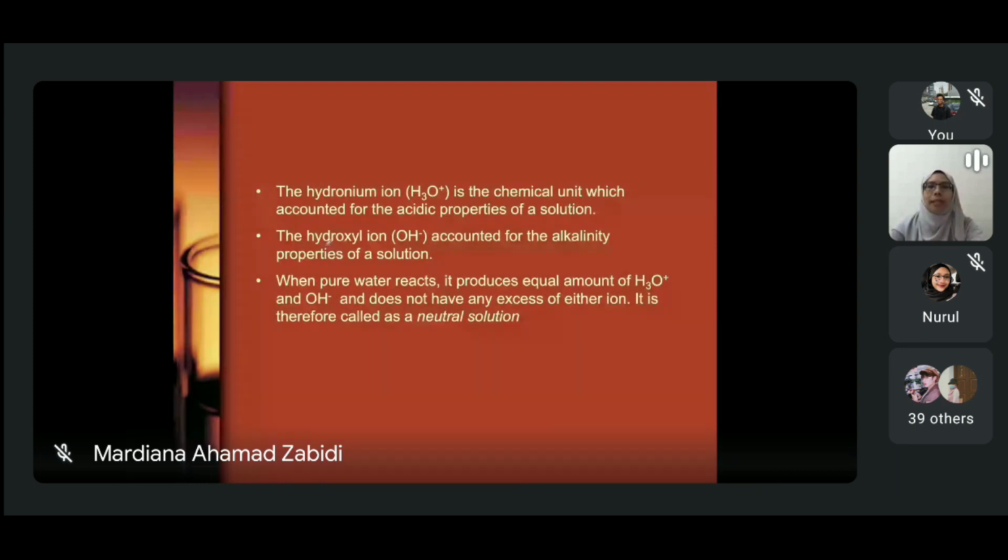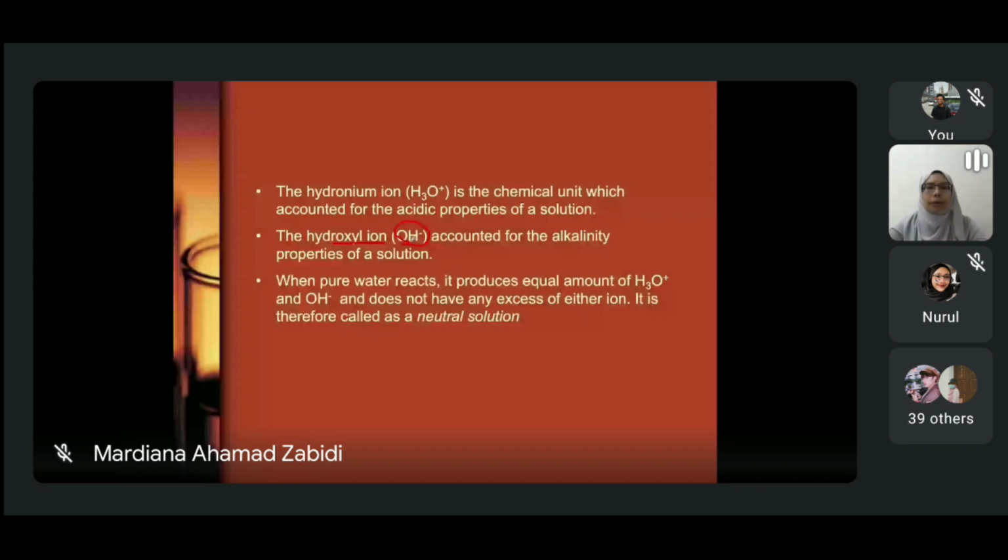But when we have this hydroxyl ion, the bases, this particular OH contributes to the alkalinity of a solution. For example, let's say you are making a sodium hydroxide solution. So sodium hydroxide's chemical formula is NaOH, sodium hydroxide. So that particular OH is responsible for the alkalinity of that particular solution.